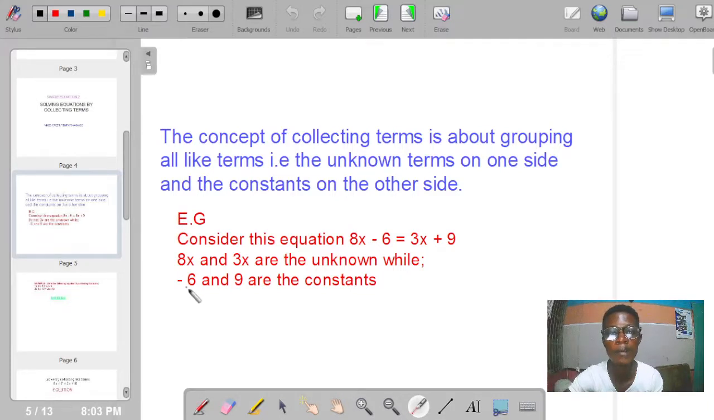But we see here that minus 6 and 9 are the constants. So when numbers stand on their own, this cannot be altered in this expression. Nothing can change 9, nothing can change minus 6 in this expression. So we call those ones constants. Now let's look at some examples on how we can apply what I've just said, and let's move forward.